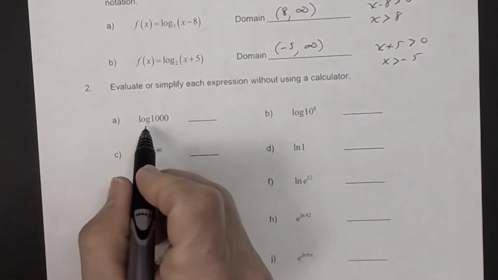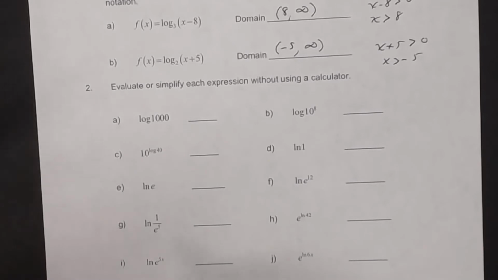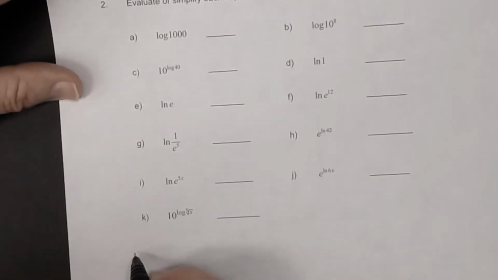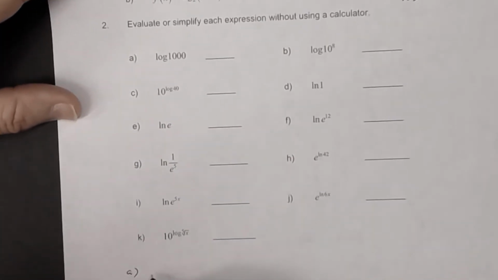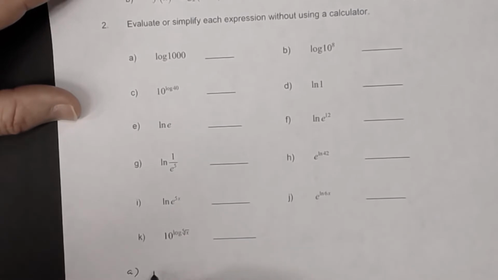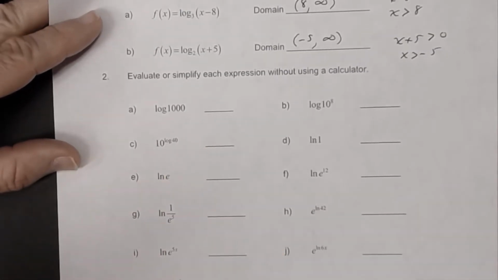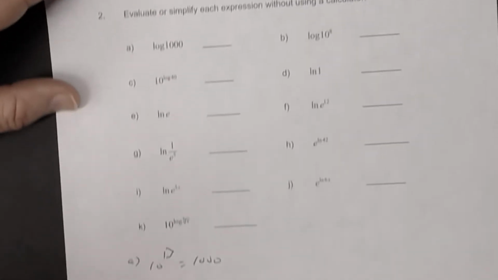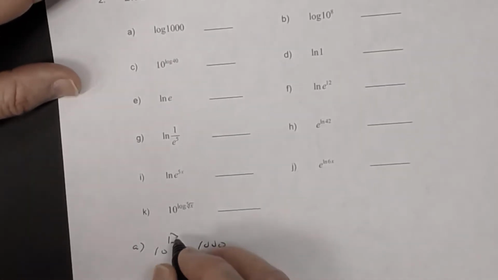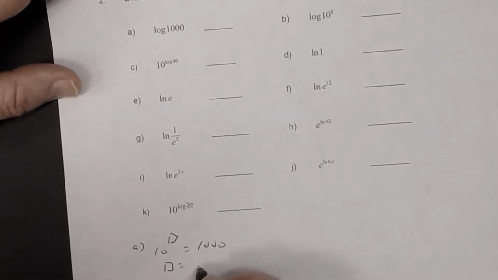Remember, common logarithm has base 10, and natural logarithm has base e. Okay, so what I would do here in part A is I would think of it this way. So let's convert this to an exponential. So we have 10 to what power is 1,000, right? That's what that means. 10 to what power is 1,000? Well, that must be 10 cubed, right?